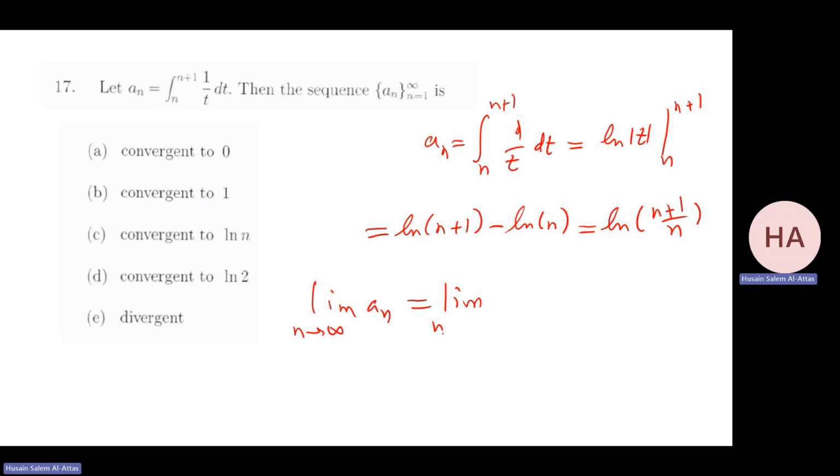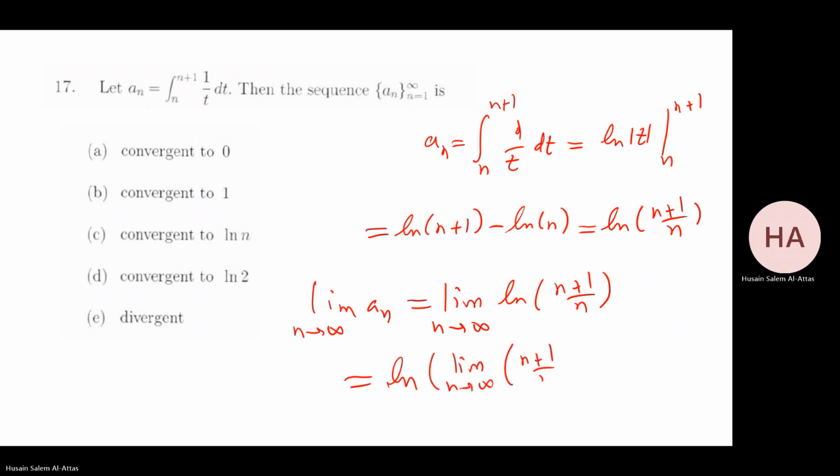That will be the limit as n goes to infinity of ln((n+1)/n). I can take the limit inside. So I have ln of this limit. Same degree, so I'm getting only the coefficient. So it's ln 1, which is 0. So it's convergent to 0.